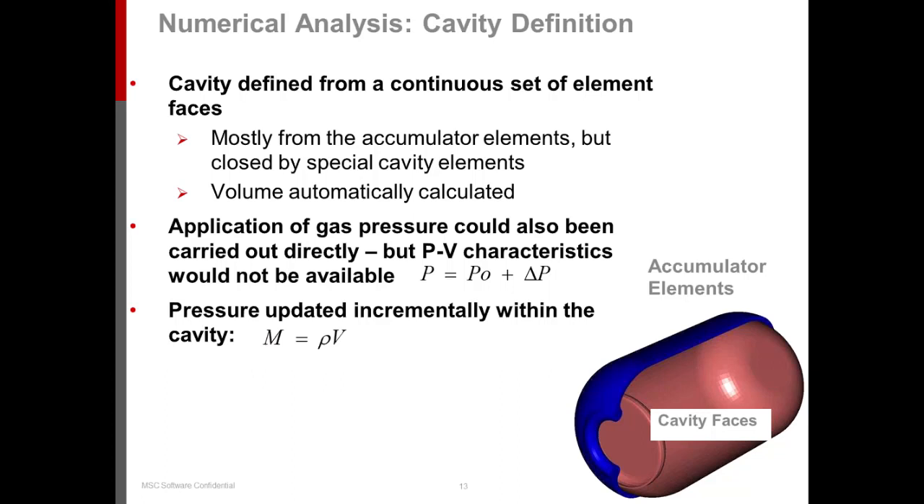We could apply the application of gas pressure directly, but the PV characteristics would not have been calculated that way, so we chose to use the cavity definition model. The pressure, therefore, is updated incrementally as the cavity is collapsing, which allows us to monitor the reduction in volume as the simulated collapse occurs.